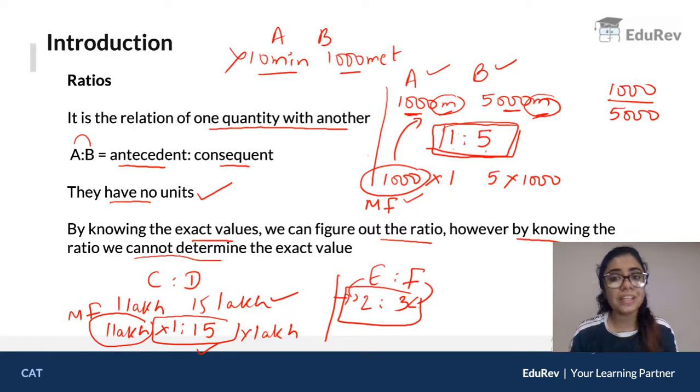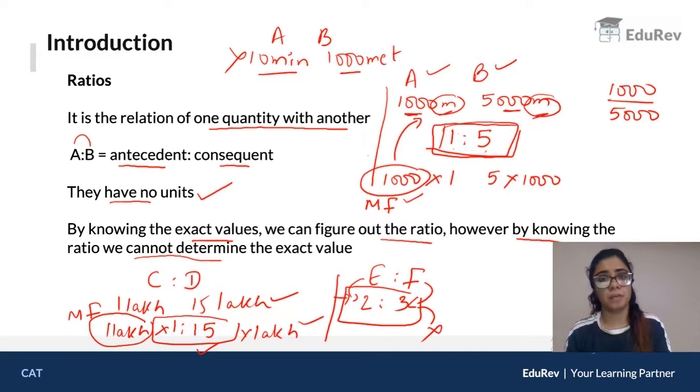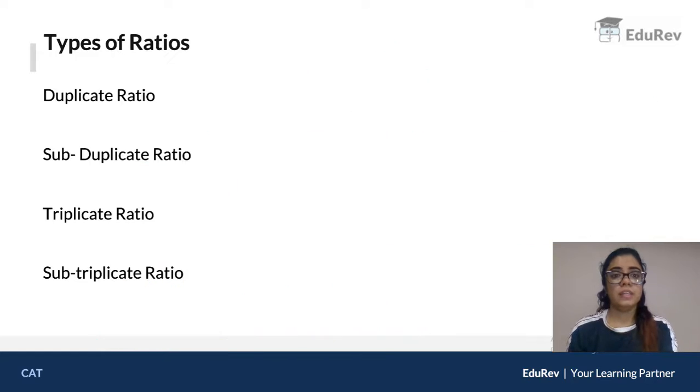So from the ratio, you cannot determine the original value. But from the original value, you can definitely interpret the ratio. So this is one of the most important aspects as far as ratios is concerned. Now generally students understand this, but when the sums come, they forget this thing. So make sure you don't forget this when you solve the sums. Now, let's look at the types of ratios.